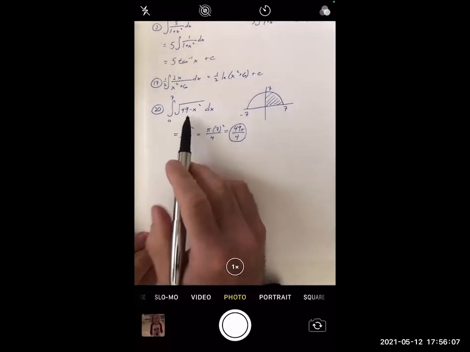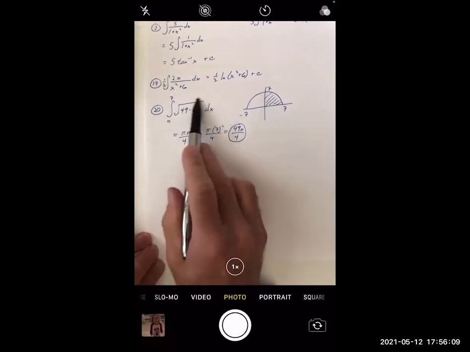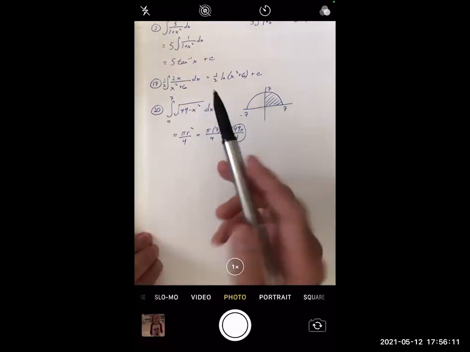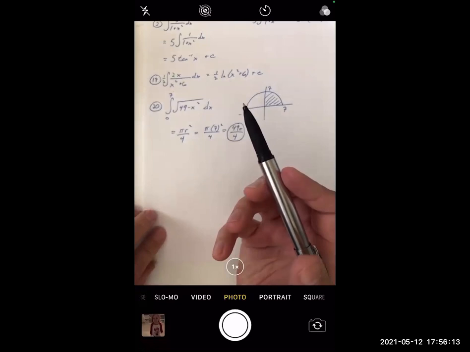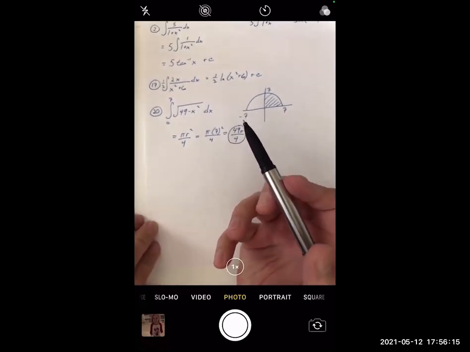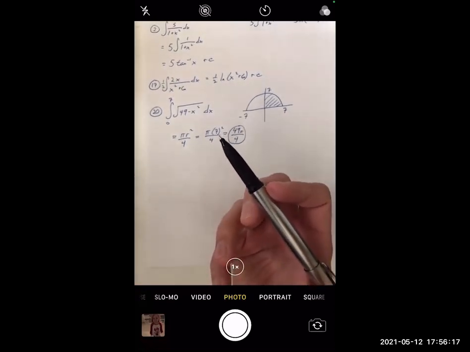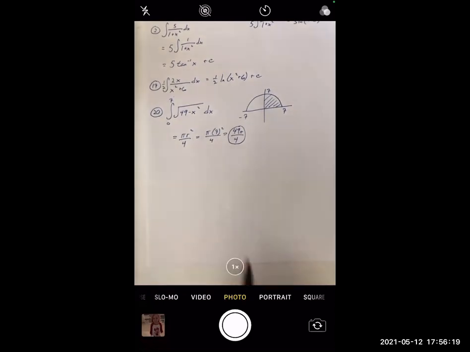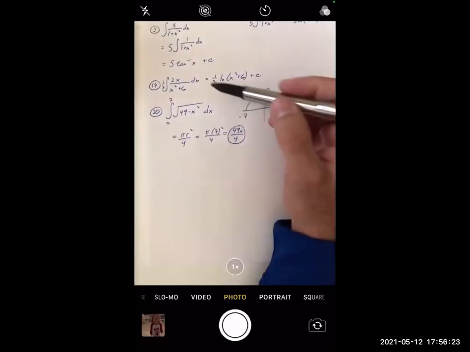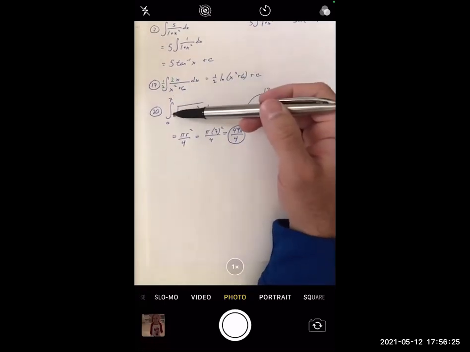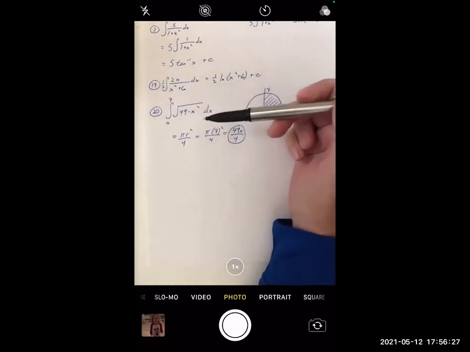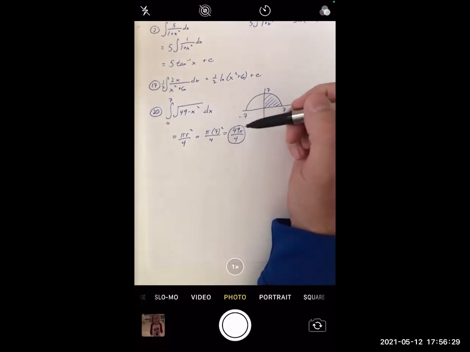So anytime that happens, if you don't know what the antiderivative of this is, you can always try to graph it and see if it makes a geometric shape. And if it does, then just use geometry. And if it doesn't, then there is an antiderivative that you can probably find. You just haven't figured out what it is.